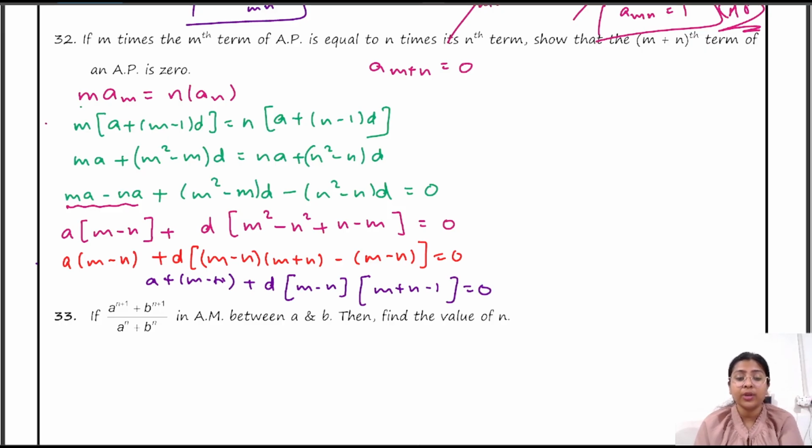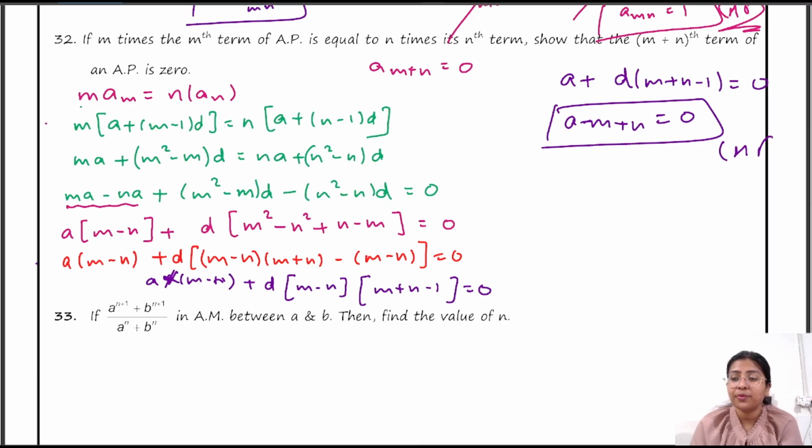Yes, divide the whole equation by m minus n. So you will get A plus D into m plus n minus 1 equals to 0. Yes or no? It's because 0 upon something is again 0. And this is the which term? Yes, the m plus nth term. So we can write this as A m plus n, and this is what we need to prove. Hence proved, the m plus nth term is 0 if m times the mth term is equals to n times the nth term.